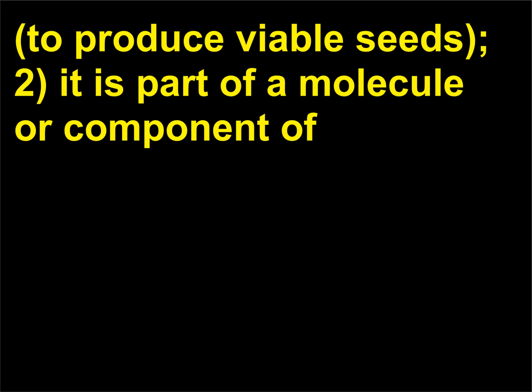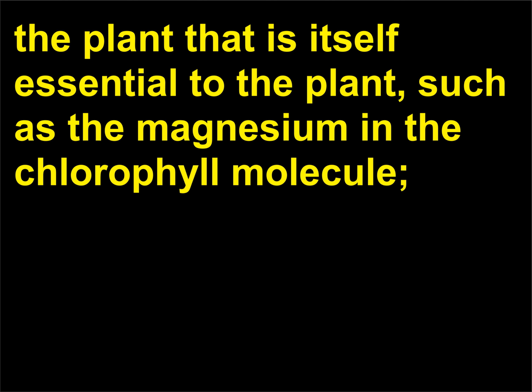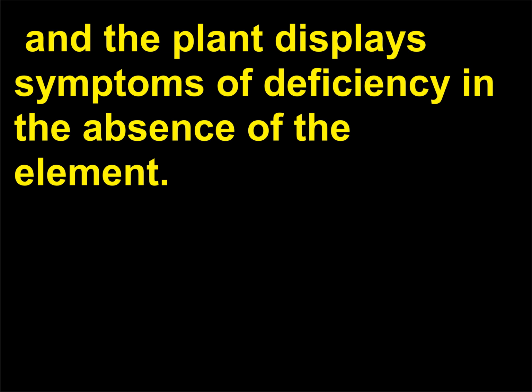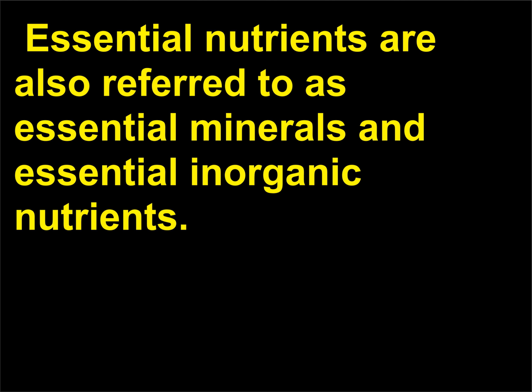To produce viable seeds, 2. It is part of a molecule or component of the plant that is itself essential to the plant, such as the magnesium in the chlorophyll molecule. And the plant displays symptoms of deficiency in the absence of the element. Essential nutrients are also referred to as essential minerals and essential inorganic nutrients.